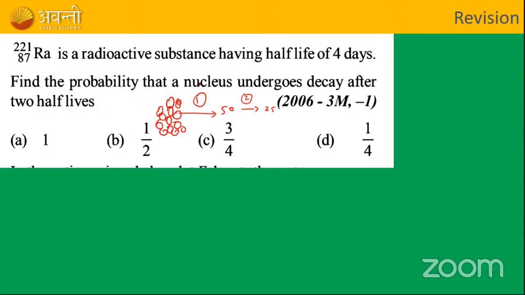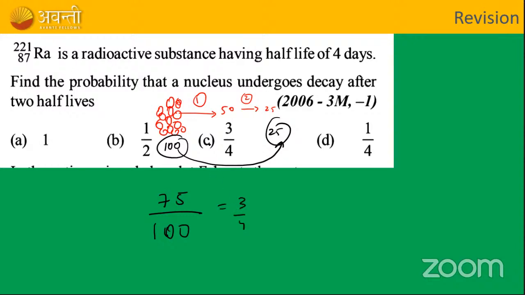What is probability? The number of favorable possibilities divided by the total number of possibilities. After two half-lives, you can notice 100 has become 25, which means that 75 of them have undergone decay. So the number of favorable cases is 75, and the total number of initial nuclei is 100. So you get 75 by 100, or 3 by 4. So 3 by 4 is the answer. Correct, Radhika. Good. Am I clear, everyone?